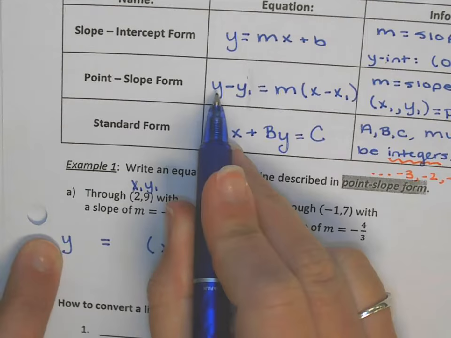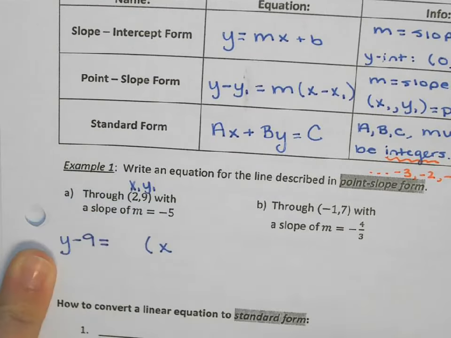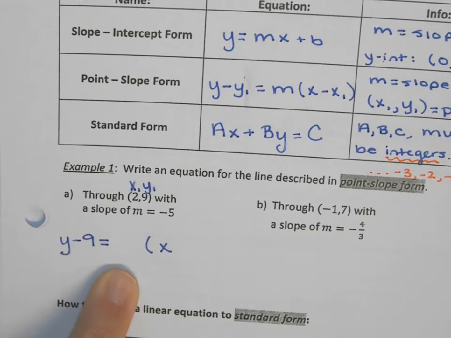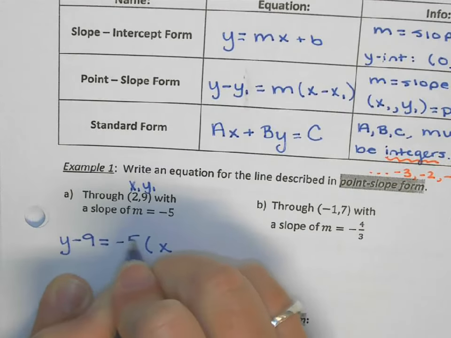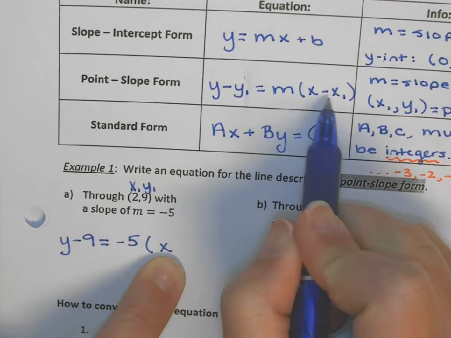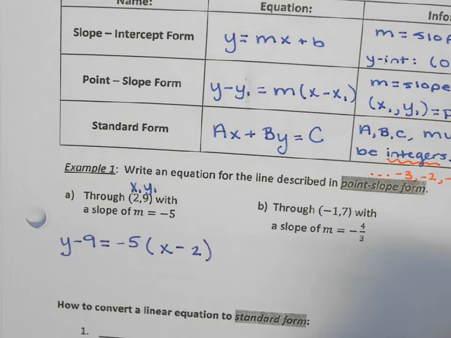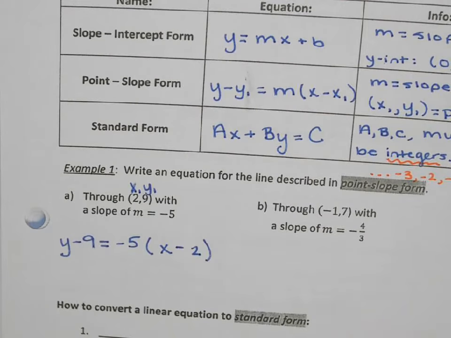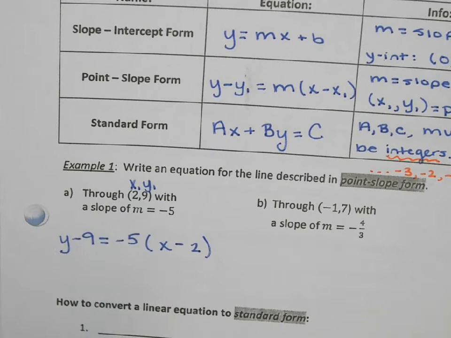Y minus y1. Well, y1 is 9, so minus 9. The m value, which comes next, that's in front of the parentheses, is -5, so I'm going to fill that part in. Then I have x minus x1, so minus x1 was 2, and close that parenthesis. And I just wrote the equation for the line that's going through this point and has a slope of -5. Let's try the next one.